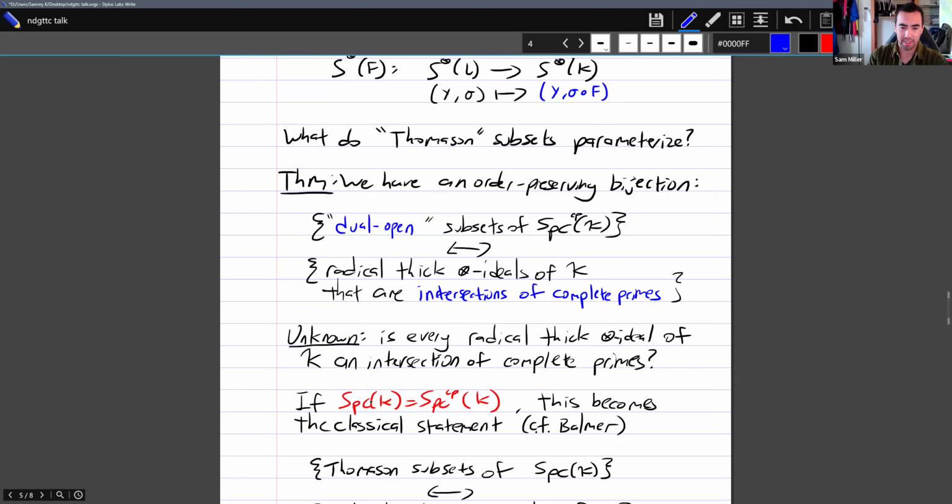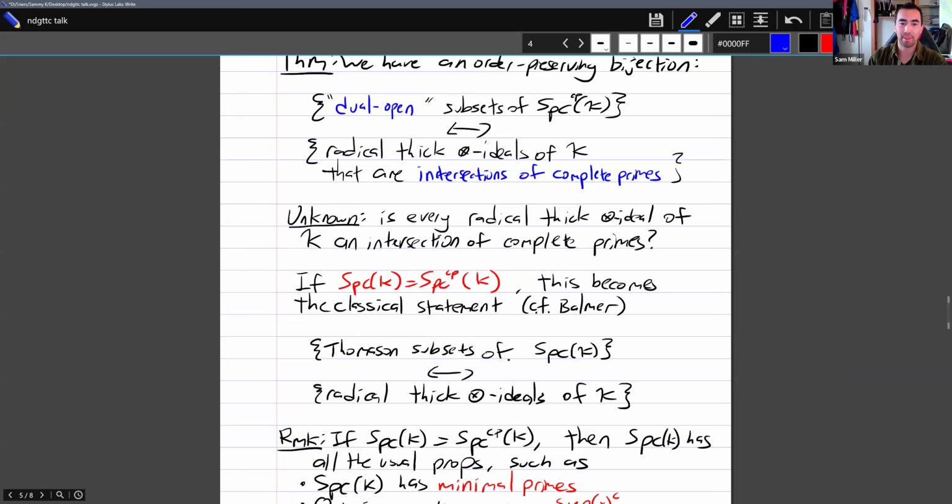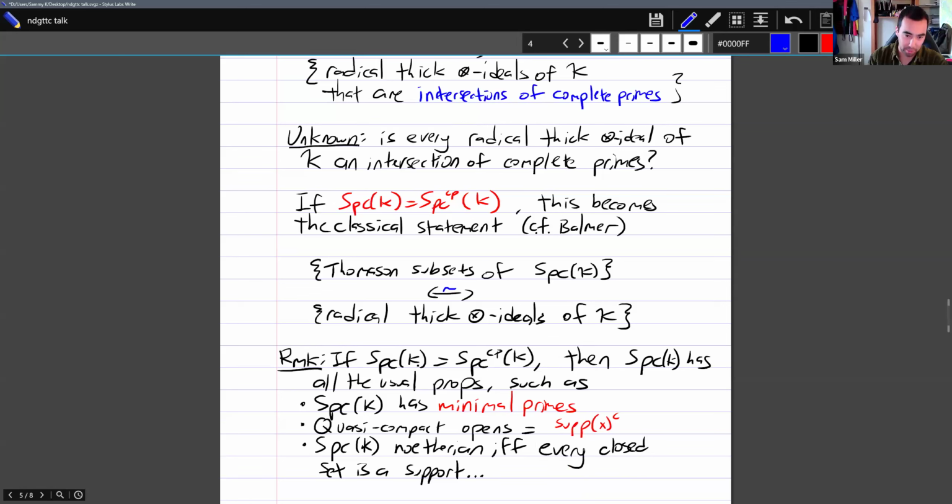And in this case, if Spec of K is actually equal to Spec CP of K, then this becomes the classical statement from Balmer '05 that Thomason subsets of Spec of K are in order-preserving bijection with the radical thick tensor ideals of K. And so if we have this equality, then not only is Spec K functorial, it has all of the usual properties that one would expect of the Balmer spectrum.